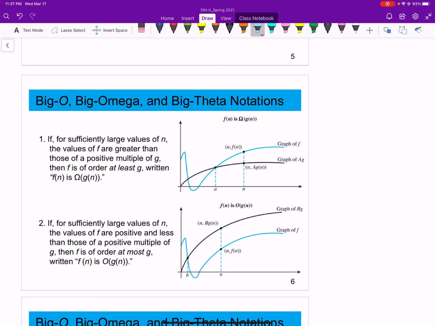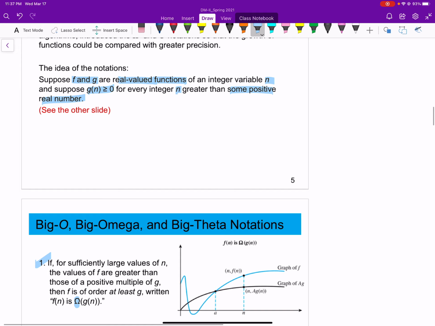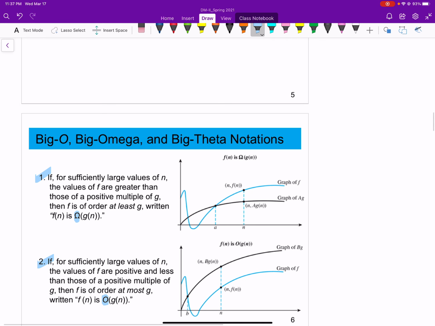All right. Now we are going to introduce two notations with the definitions. The first notation that we're going to introduce is omega, and the next notation we're going to introduce is big O. Okay, so these are the definitions. You have the first definition, you have the second definition. All right, let's see how to read these definitions.